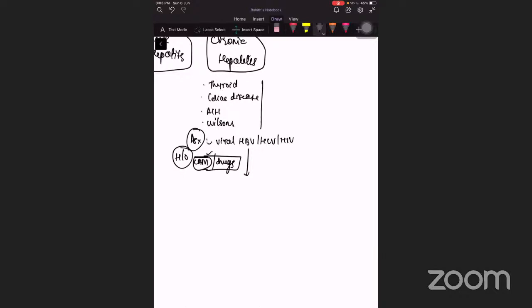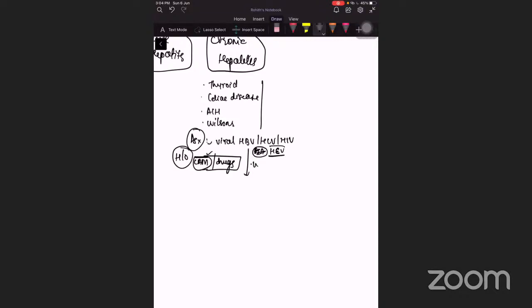In case it's not, then we think of common things: viral, Hep B, Hep C, HIV. Apart from that, hepatitis A is not very common to cause chronic disease. It is usually mainly acute, so you will have other prodromal symptoms. But HEV sometimes can go for a few weeks, almost 2-3 months; we have seen slow resolving.